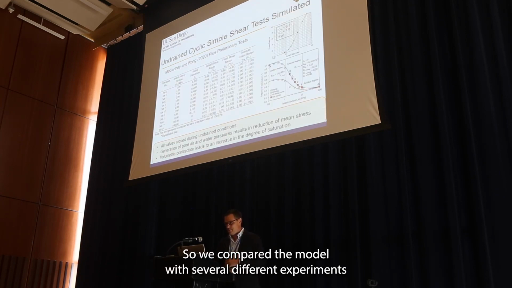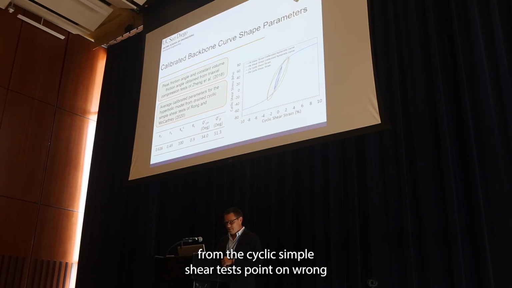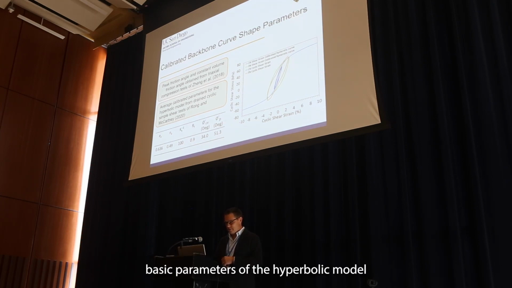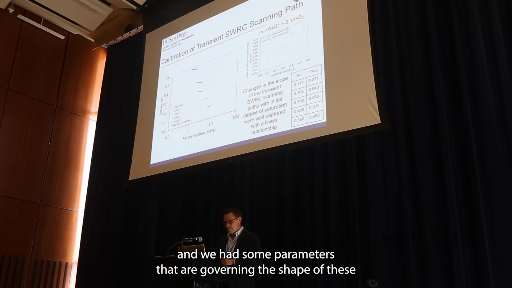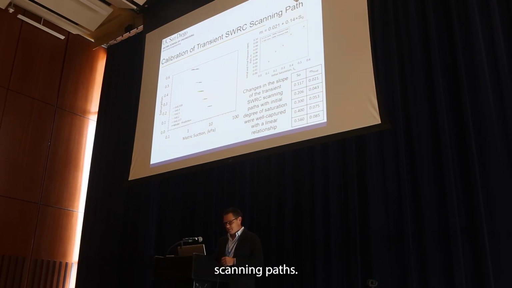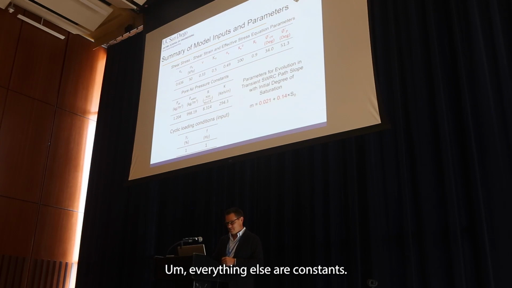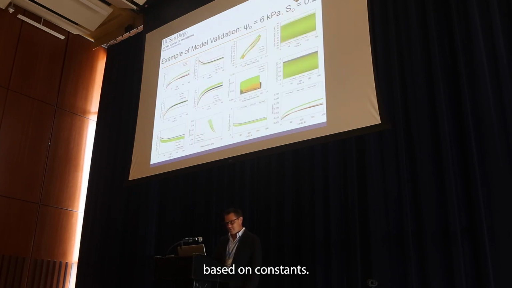So we compared the model with several different experiments from the cyclic simple shear tests of Wanyang Rong, and we calibrated it for the sand. First we used some drained loops to get our basic parameters of the hyperbolic model. And we had some parameters that are governing the shape of these scanning paths. At the end of the day, we had 8 parameters in the model. Everything else are constants. So the estimation of the pore air pressure is completely based on constants.